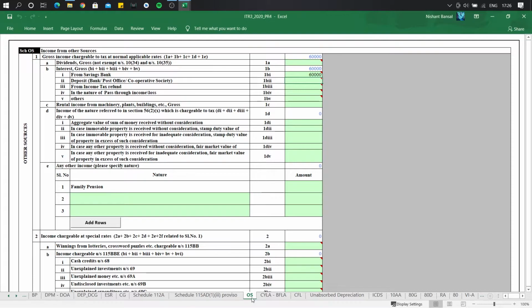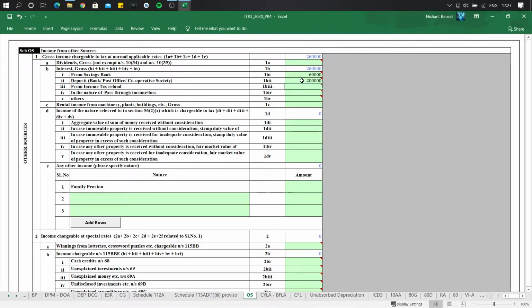So the details of TDS we'll enter in a separate tab a few minutes later. So we'll enter the gross amount here against point second, 2 lakhs.